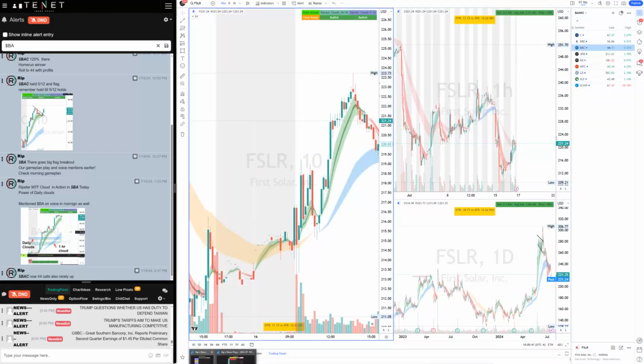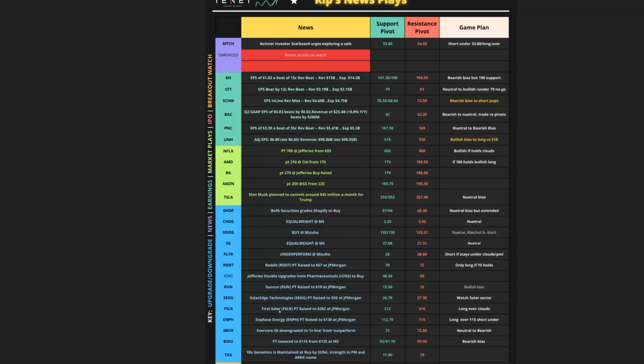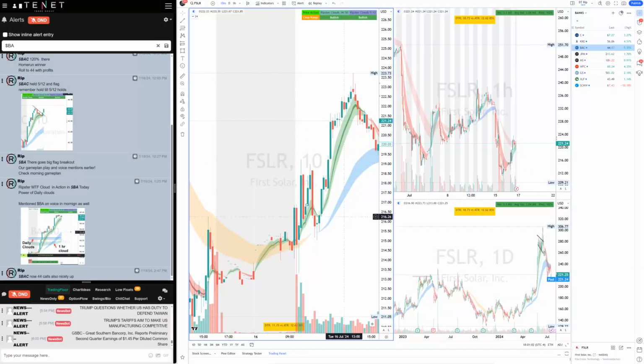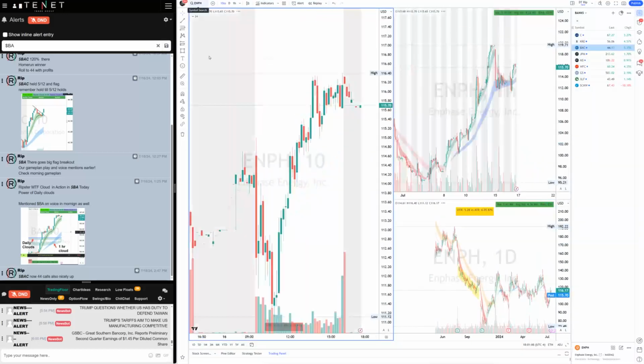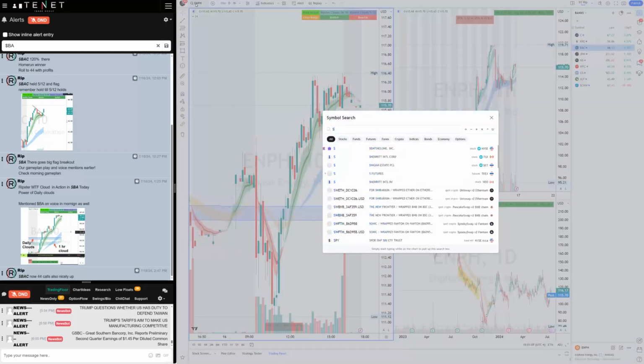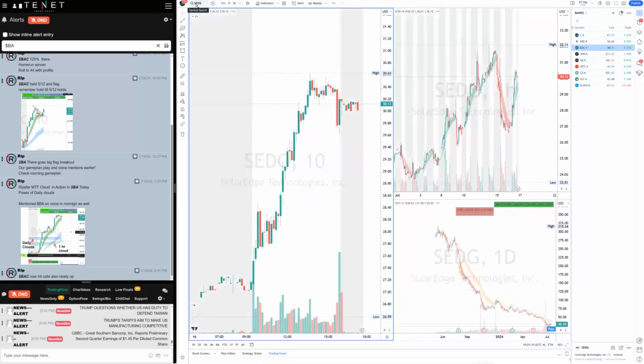So solar names were on our watch list today. There was FSLR, profit target raised to 282. ENPH also had profit targets raised. JP Morgan, profit target raised. So the whole solar sector was on our watch list basically, right? FSLR was on our watch list, ENPH was on our watch list, and SCHW was on our watch list.